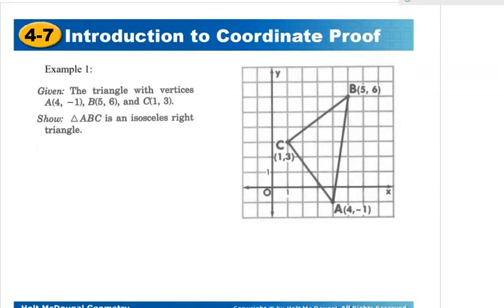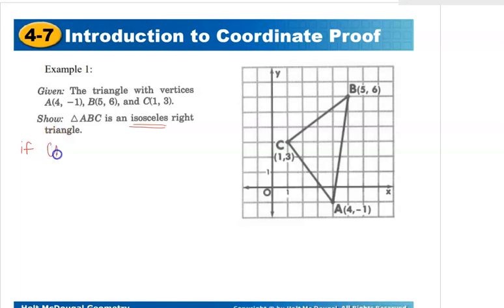Okay, so here's another one. Given the triangle, and we graphed it there, we're going to prove that this is an isosceles right triangle. Let's focus on the word isosceles first. What would make this isosceles? Two congruent sides. So where do you think my congruent sides are? Looks like maybe CB and CA.